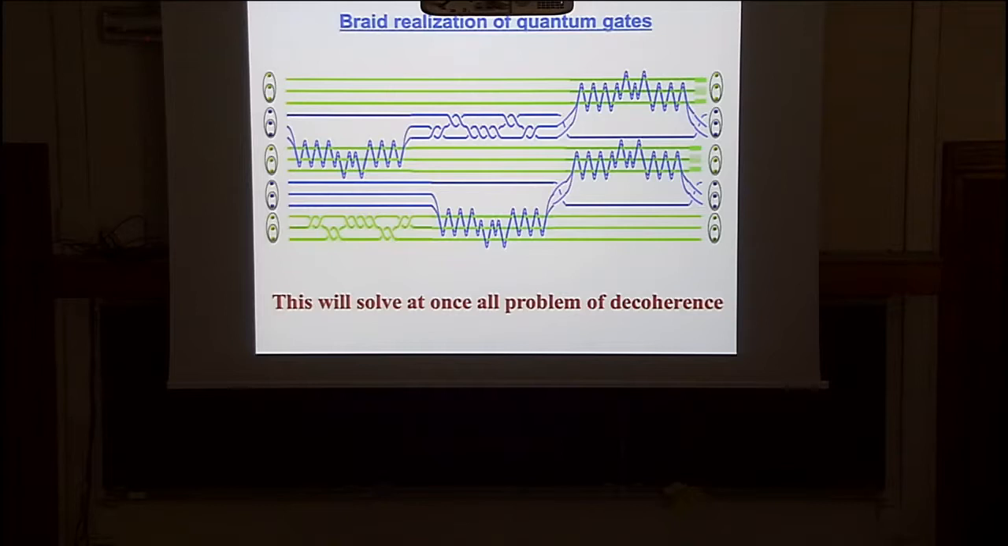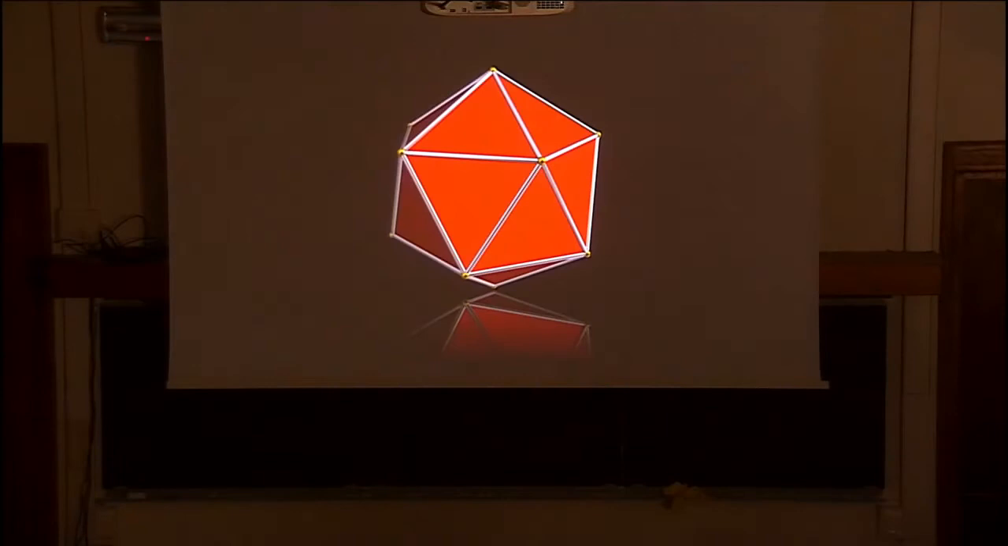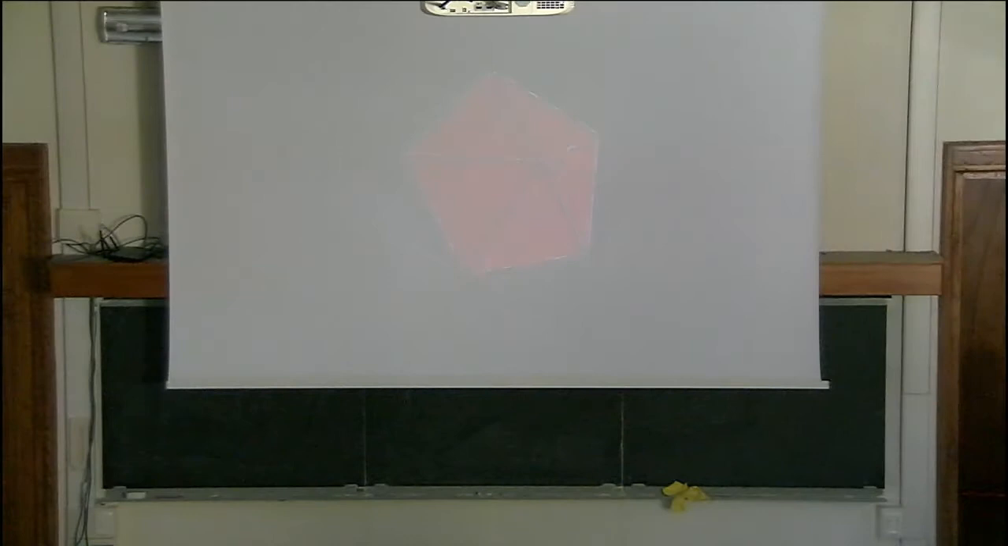But this requires a gap, requires energy to be provided to the system. So it's a whole story. I'm not going to enter into much detail. But I just want to say that you can realize, as a matter of fact, one of the fastest possible algorithms with this, using a special class of anyons, which are the Fibonacci anyons, which, by the way, can be used as a universal quantum qubit, and a special object that we saw at the very beginning, the icosahedral group. Or if you like, the dodecahedron, okay?